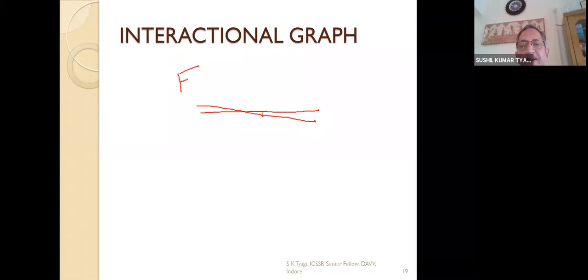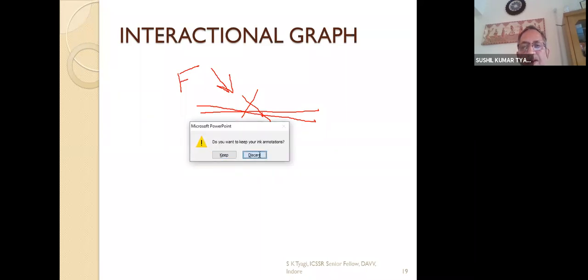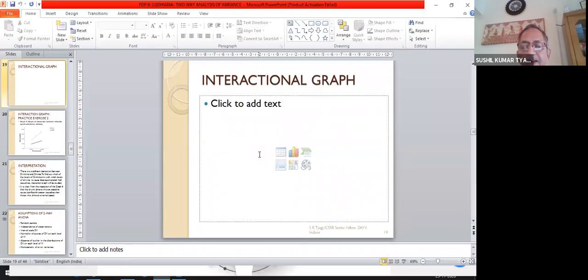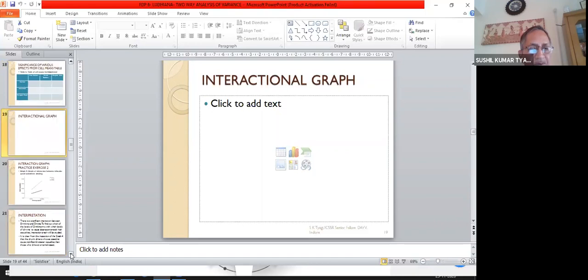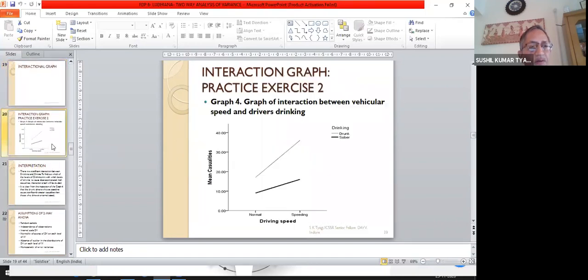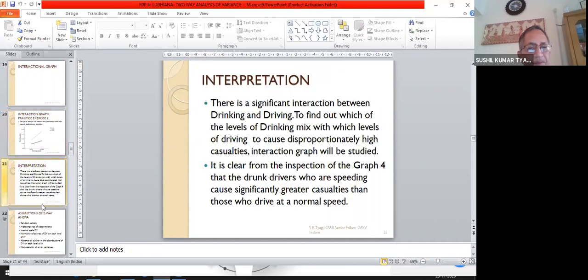When f is significant, then only the graph is drawn. If f is not significant, we do not draw the graph because the graph may mislead us. Please remember this. So intersection does not guarantee interaction. This is the point I wanted to drive home. So I go back and let us now finish this interaction. I have shown you how to interpret this.